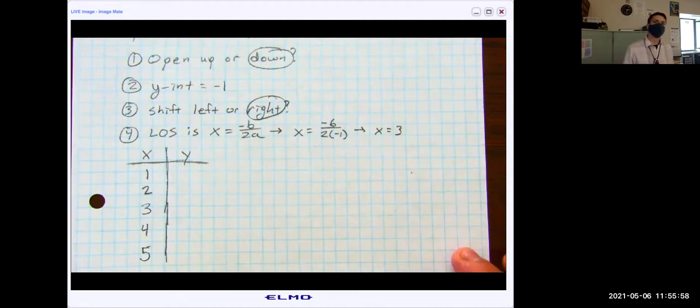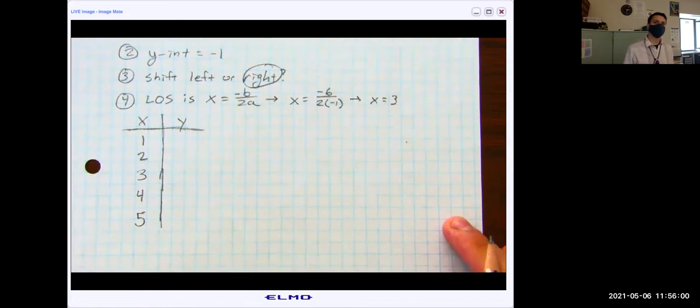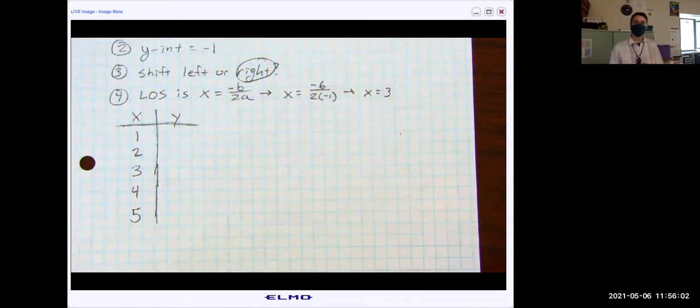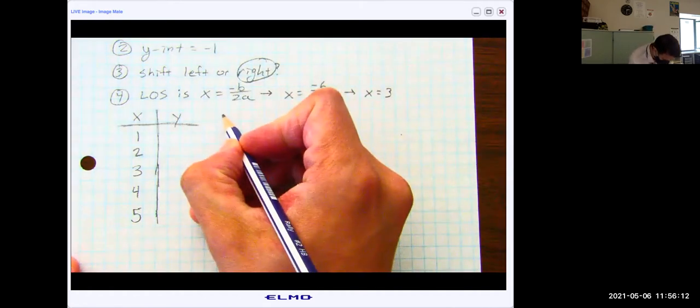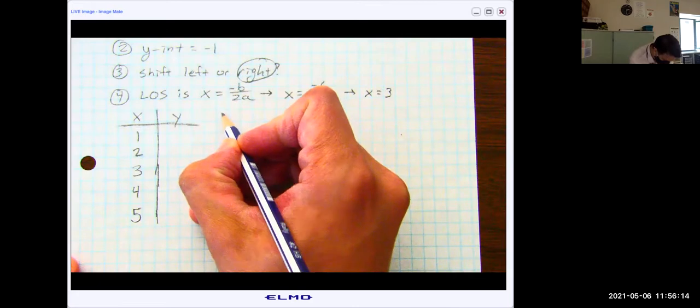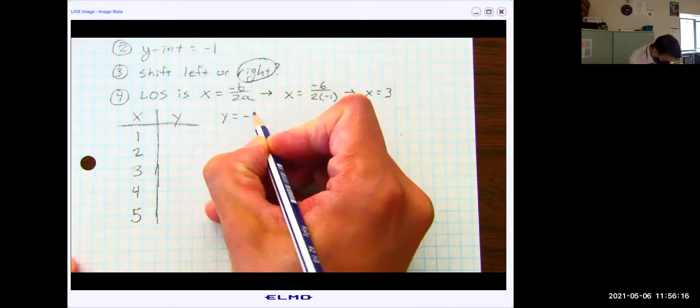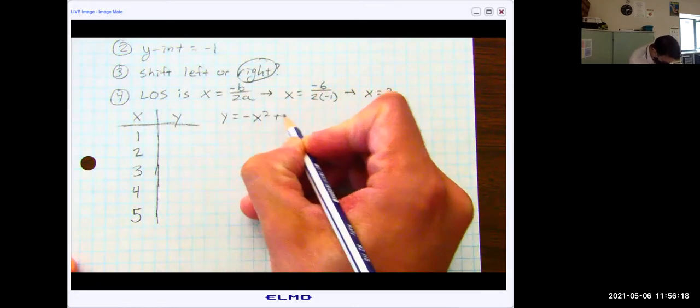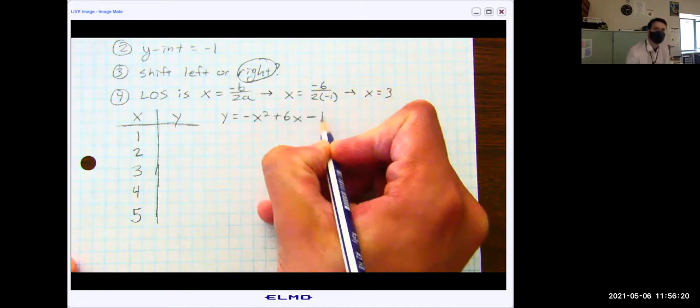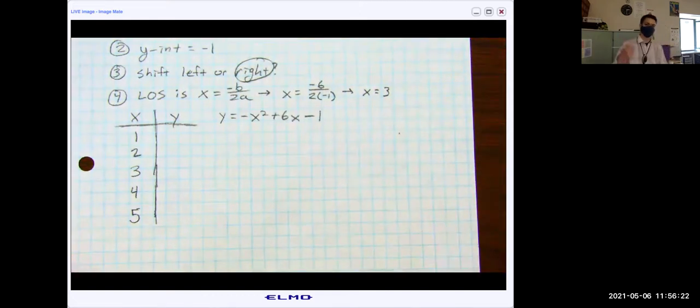Okay, so now we are ready to start to calculate some of our y values. What we're going to do is plug in these x values and see what comes out of our equation. Let me write the equation here again, just so it's closer and I can find it. This is y equals negative x squared plus 6x plus or minus 1. I can't see it anymore on my paper, so I just wrote it again.